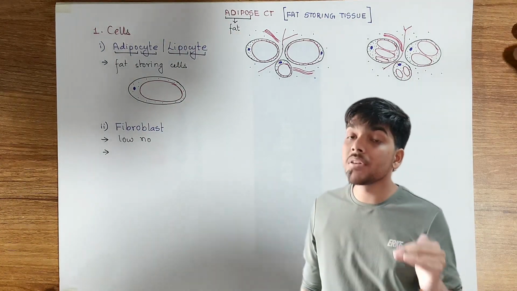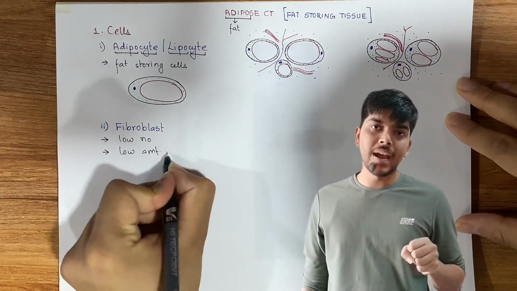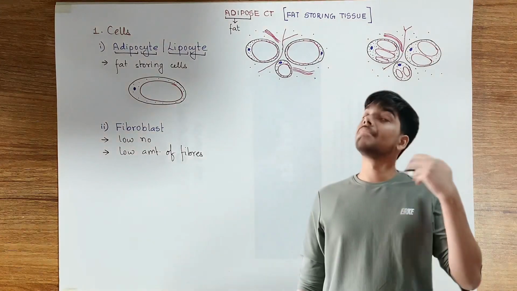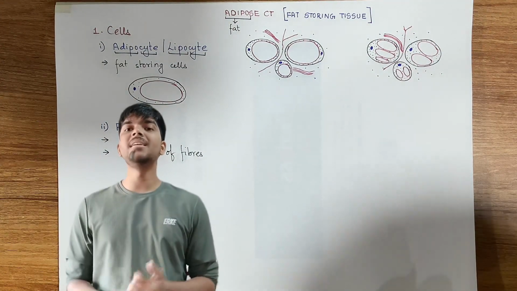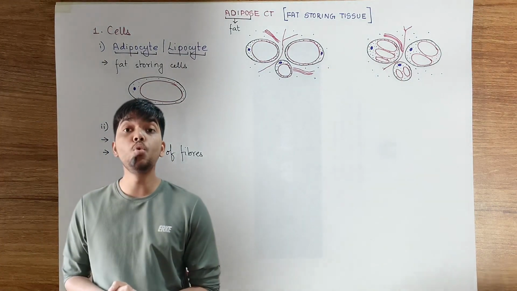Since there are low numbers of fibroblast cells, the amount of fibers found in adipose connective tissue is low as well. So that's your cells. Now let's look at the types of adipose connective tissue. And yes, it has two types.